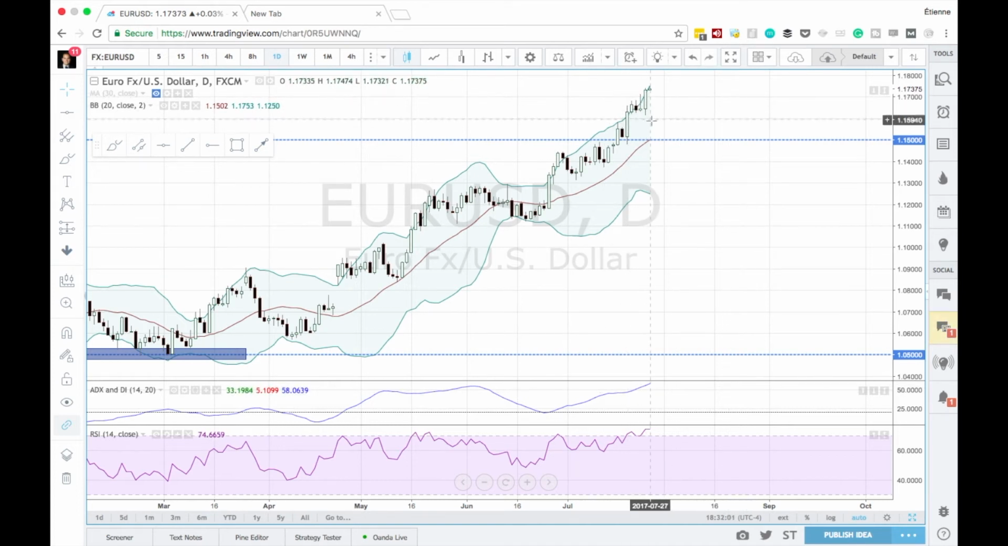A doji like this doesn't mean price is going to go down. It just means there's indecision. Who's going to take control? Maybe the buyers, maybe the sellers. So that's pretty much the whole thing here.